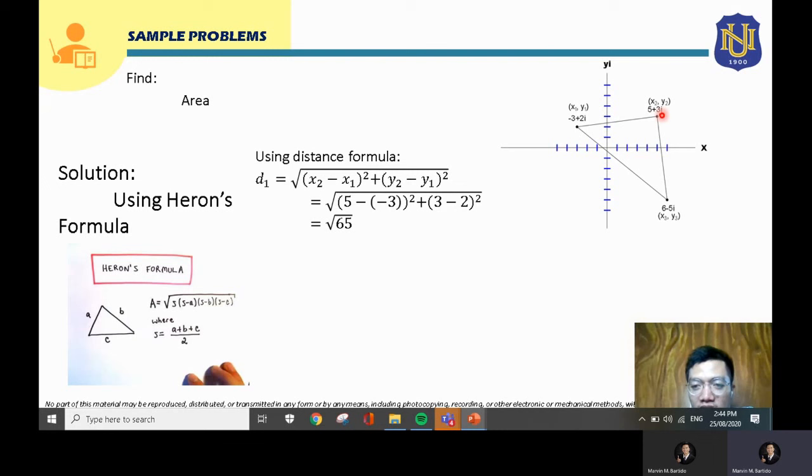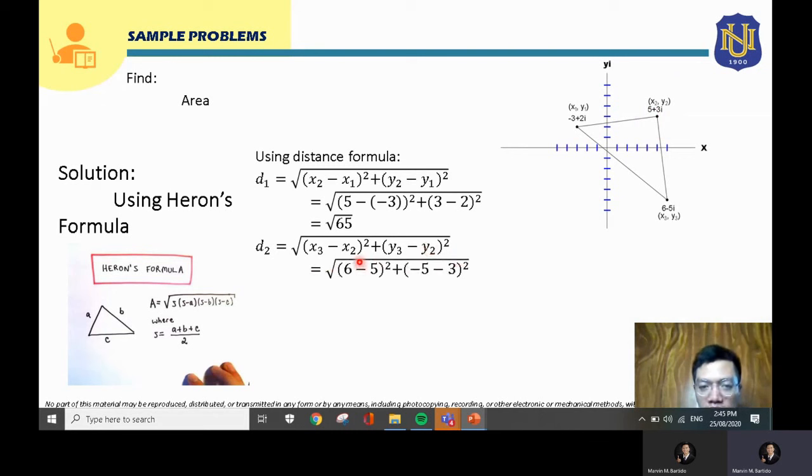So we also have to determine the distance of this side and this side. Also using the distance formula, we just have to use the coordinates of these two points. That will be the square root of (x3 minus x2) squared plus (y3 minus y2) squared. Now for your x3, that will be positive 6, since that is the x coordinate here, and your y3 will be negative 5, since the y coordinate here is negative 5. Again, x2 and y2 are 5 and positive 3 respectively. Substituting those coordinates in our formula, that will give you the square root of (6 minus 5) squared plus (negative 5 minus 3) squared. That will give you the square root of 65 as well. So distance 2 is equal to the square root of 65. It's also equal to your distance 1, as you can notice.